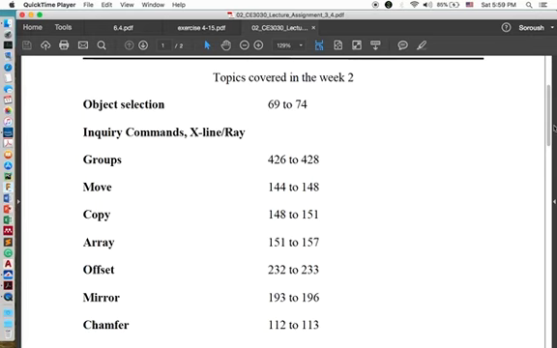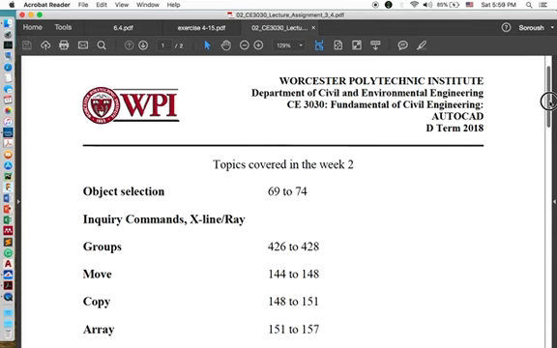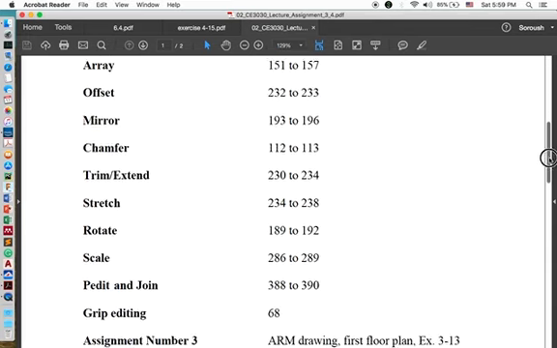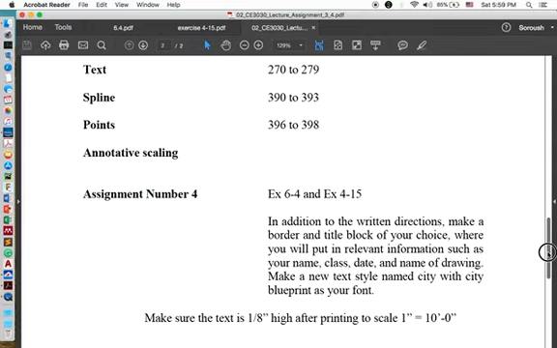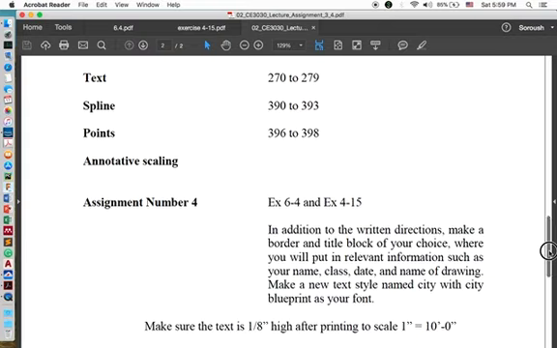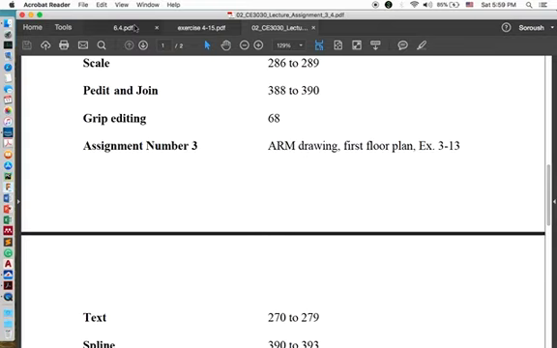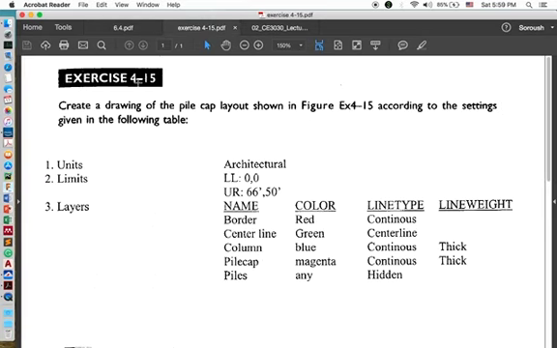Good day, everyone. So what we're going to do today is, similar to what we did in week one, go over all the commands that we're going to talk about in week two. In order to make it easier and smoother to follow, you're supposed to work on two exercises as we complete these videos. One exercise is exercise 6.4, and the other is exercise 4.15.